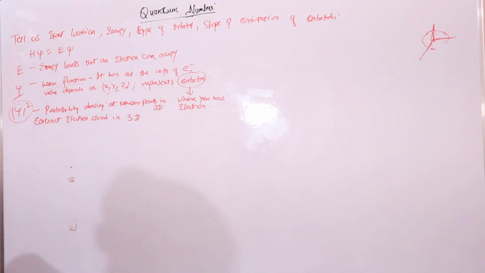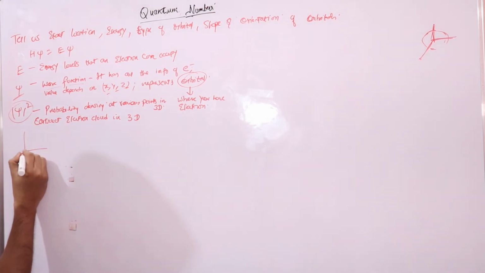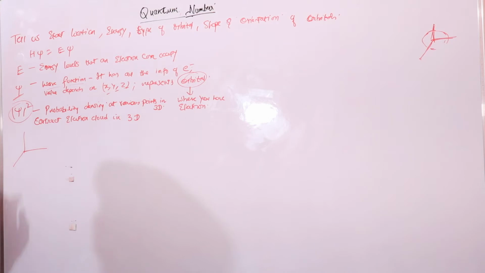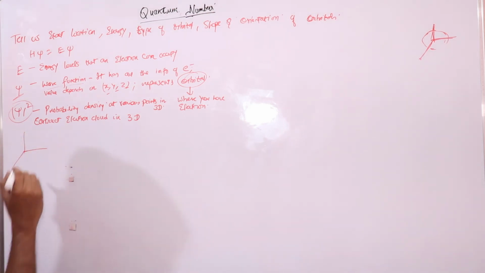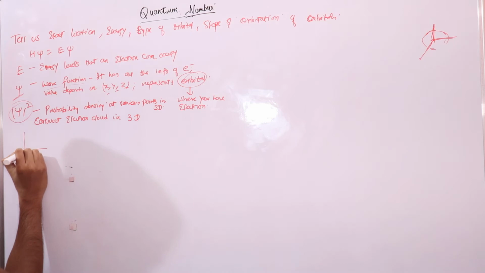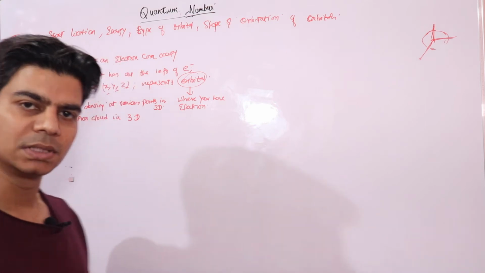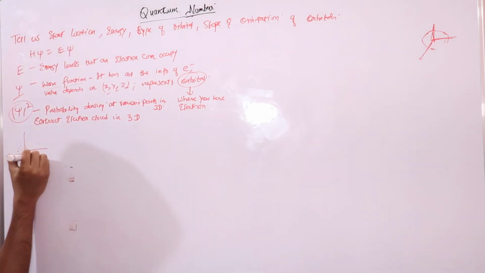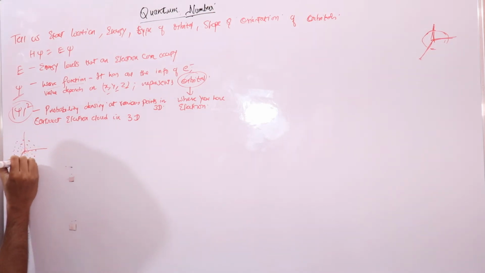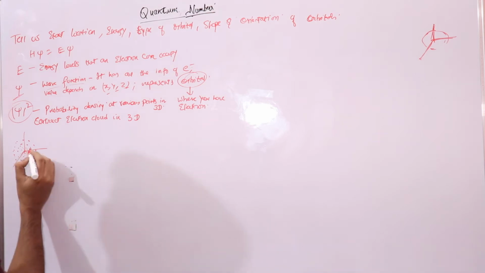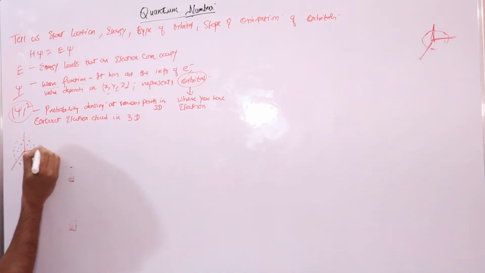three-dimensional space, right? So if this is your three-dimensional space, and I know the value of psi, I will calculate psi square at various points along the x, y and z axes, right? So maybe this point will represent the probability density, right? So if this is the kind of structure that I will get, it represents the probability of finding an electron around the nucleus, right? So this is your electron cloud, right?